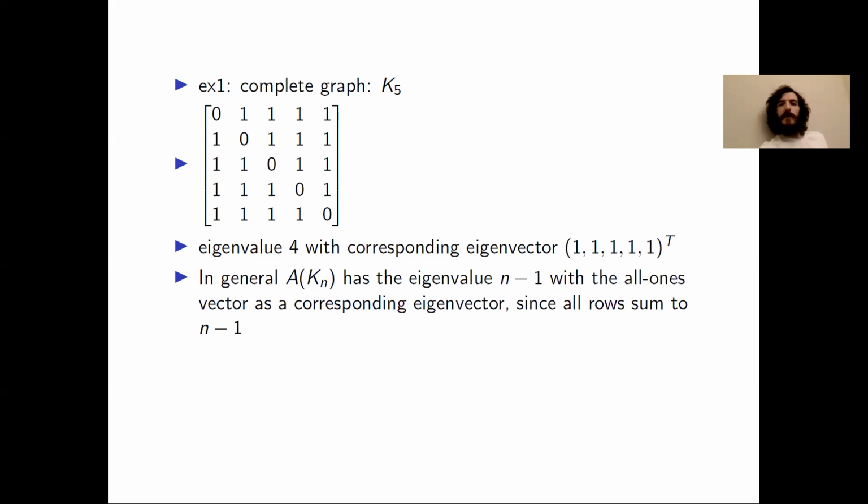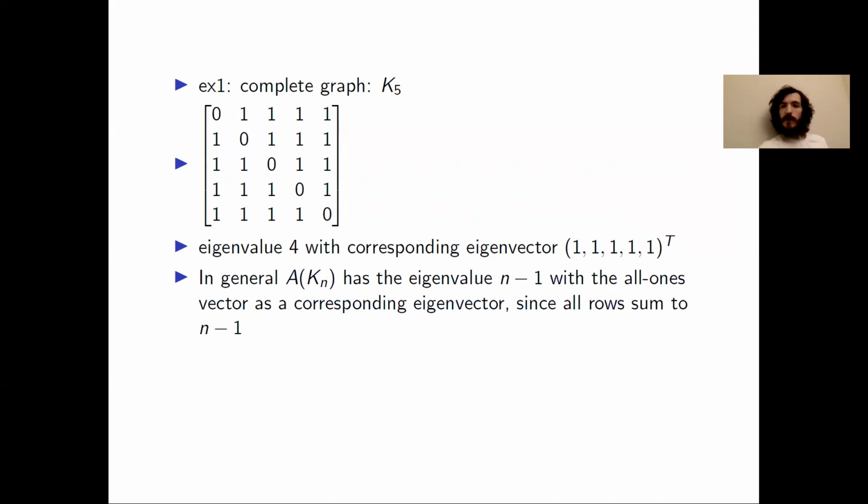In more generality, if we're looking at the complete graph K sub n for any n, we can conclude that it has an eigenvalue of n minus 1, for the same reason why we concluded that the n equals 5 example has an eigenvalue of 4. It's because the row sum is going to be n minus 1 for the adjacency matrix of K sub n. And the vector with all ones is going to have an eigenvalue equal to n minus 1 when we multiply the matrix times that vector.